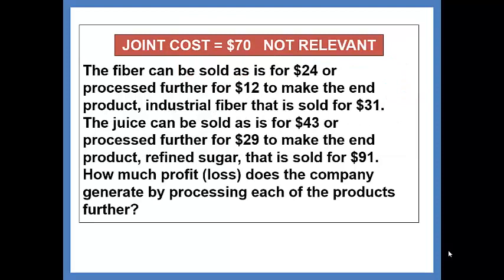All right, so the fiber can be sold as is for $24 or processed further for $12 to make the end product industrial fiber that is sold for $31. The juice can be sold as is for $43 or processed further for $29 to make the end product refined sugar that is sold for $91. How much profit or loss does the company generate by processing each of the products further?